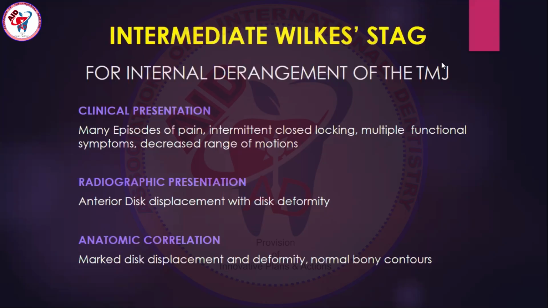disc deformity. Now you will see the disc deformity there, and you can see it very easily by means of MRI. Anatomical correlation: marked disc displacement and deformity, but the bony contours are normal. In the early intermediate there is not marked disc displacement, but in the late intermediate there is marked disc displacement and normal bony contour.